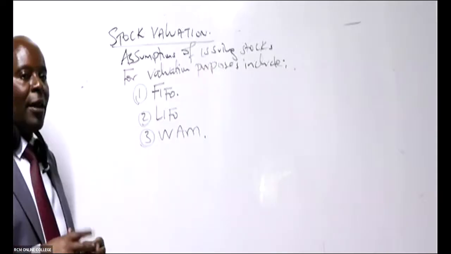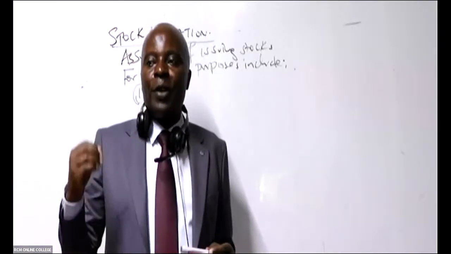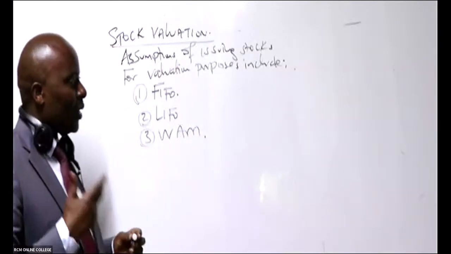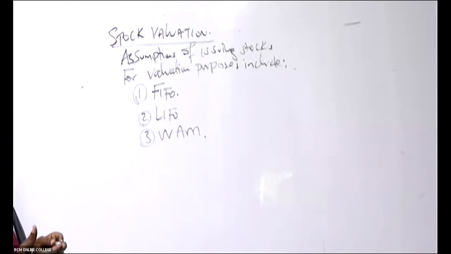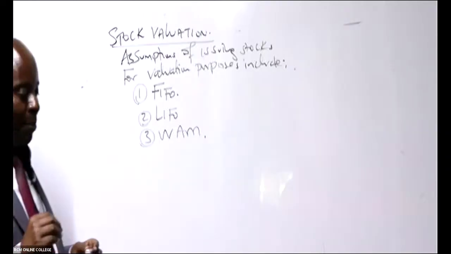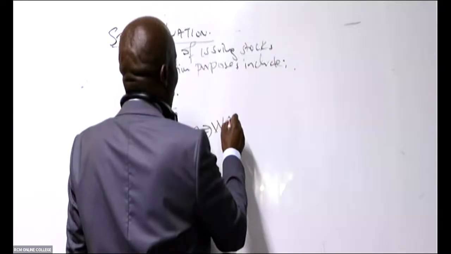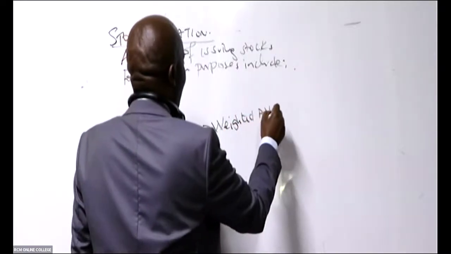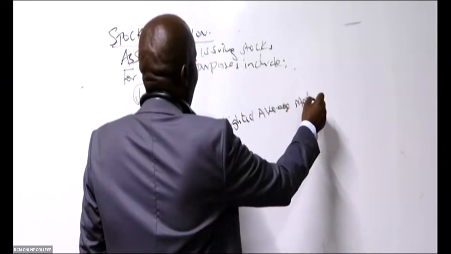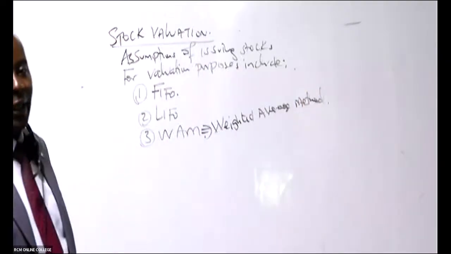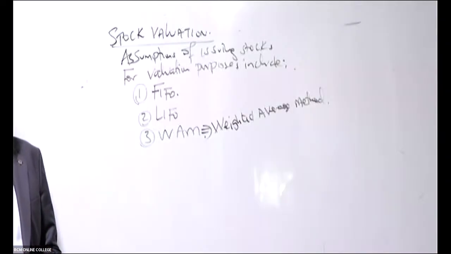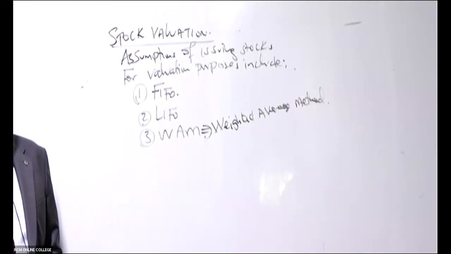FIFO is first in, first out. LIFO is last in, first out. And then we have WAM. WAM is weighted average method. So FIFO is first in, first out. LIFO is last in, first out.